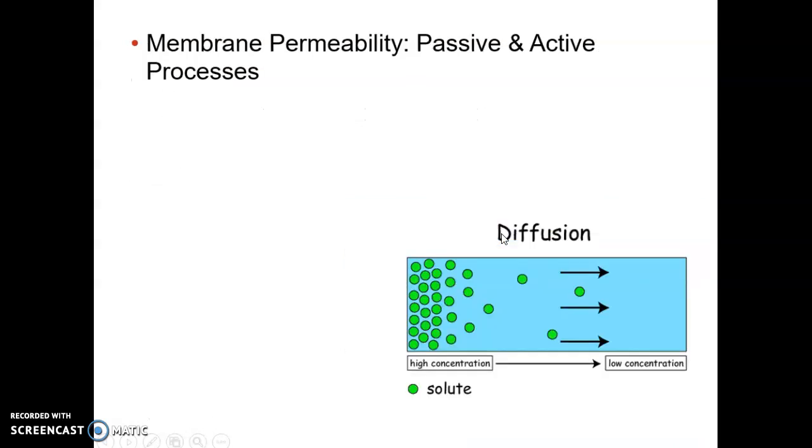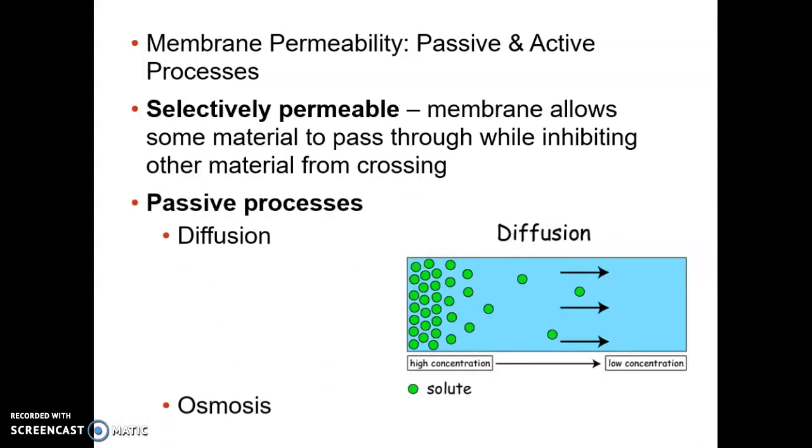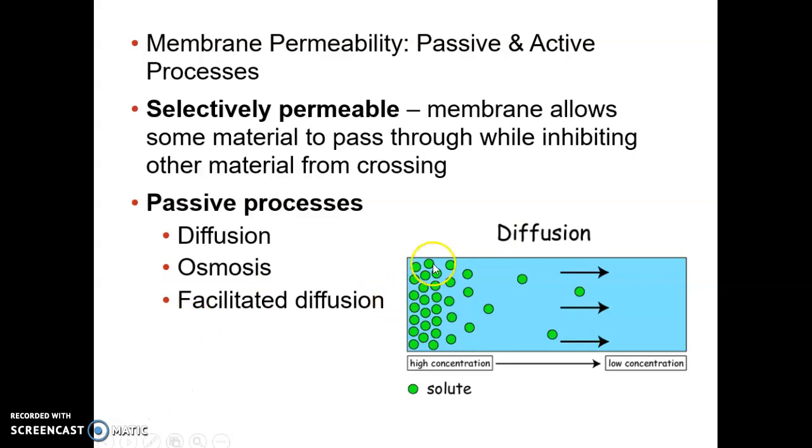Okay? So the force that's moving the material across the plasma membrane with diffusion, osmosis, and facilitated diffusion is simply the concentration gradient. Whenever there's a concentration gradient, diffusion will occur, unless it's something that cannot get across the plasma membrane on its own.